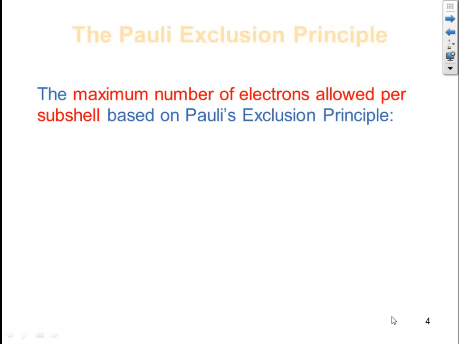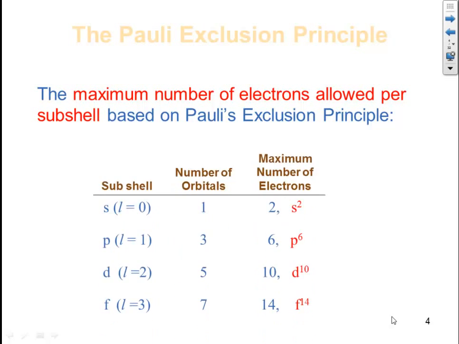Let's see what the maximum number of electrons allowed per subshell is, based on Pauli's exclusion principle. That is, you can have no more than 2 electrons in any one orbital. For the subshell s, l equals 0, if you recall from the previous section, you have 1 orbital. Maximum of 2 electrons per orbital means the most we can have is s2. P, meaning l equals 1, there's 3 orbitals, you recall, -1, 0, and +1. Therefore, 2 per each orbital means a maximum of 6. So the highest superscript on p would be p6.